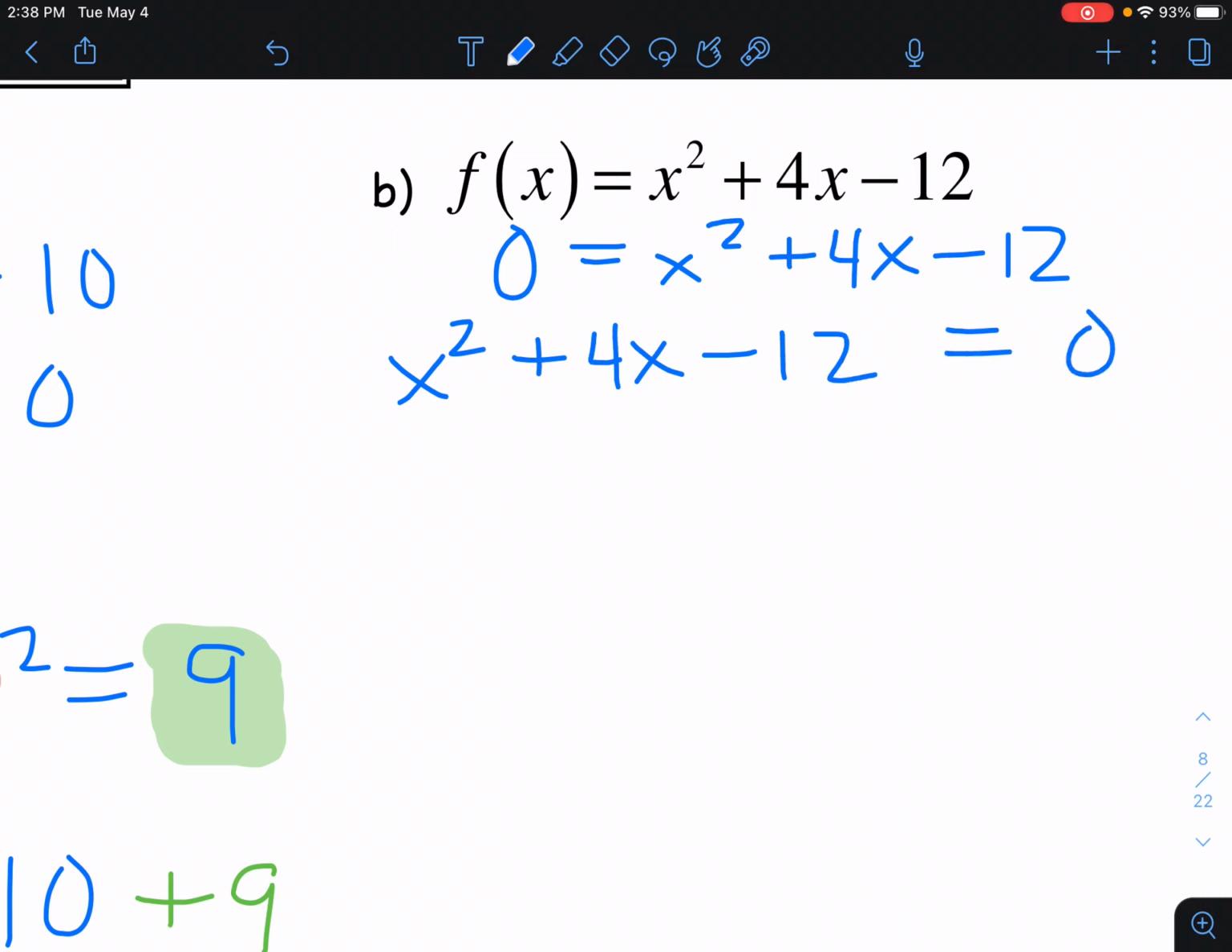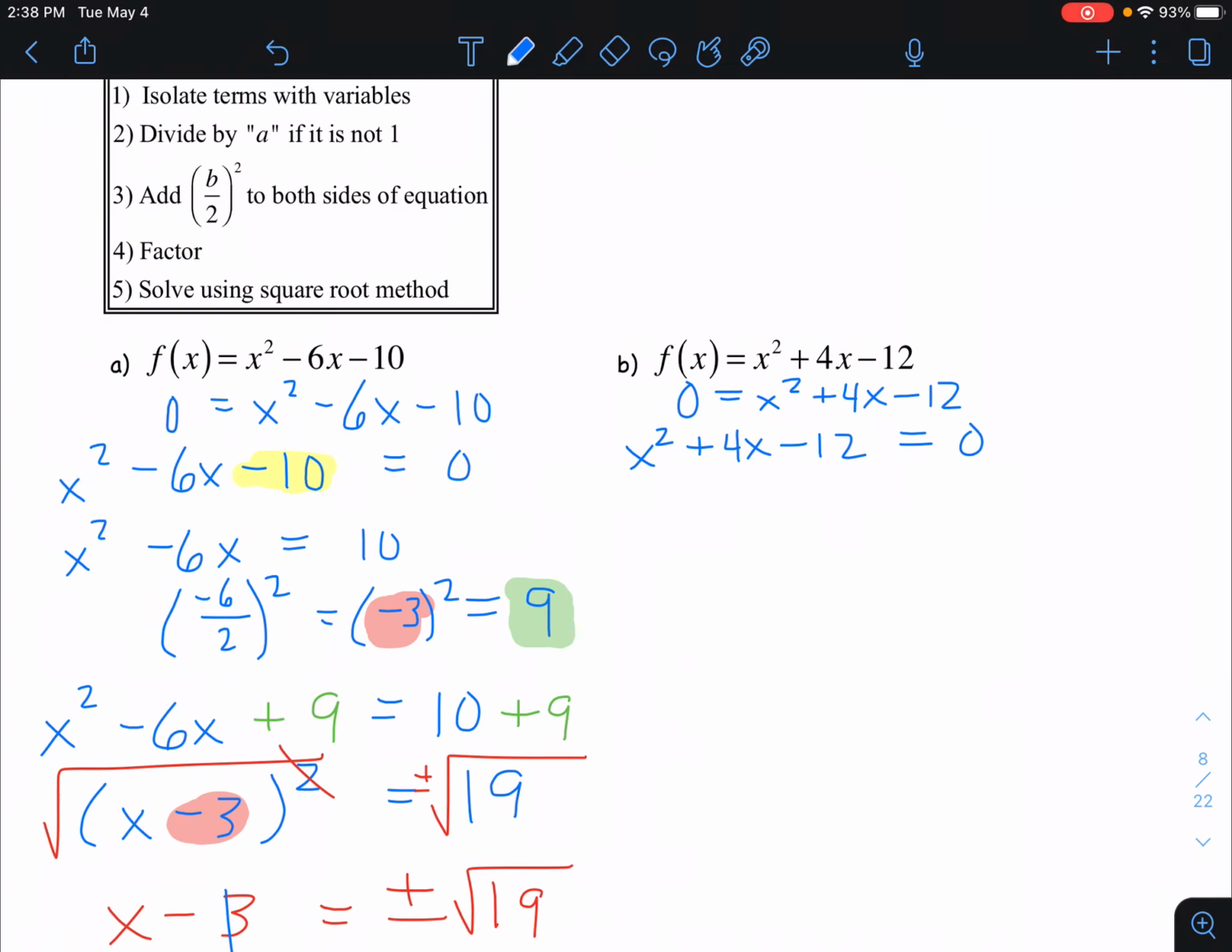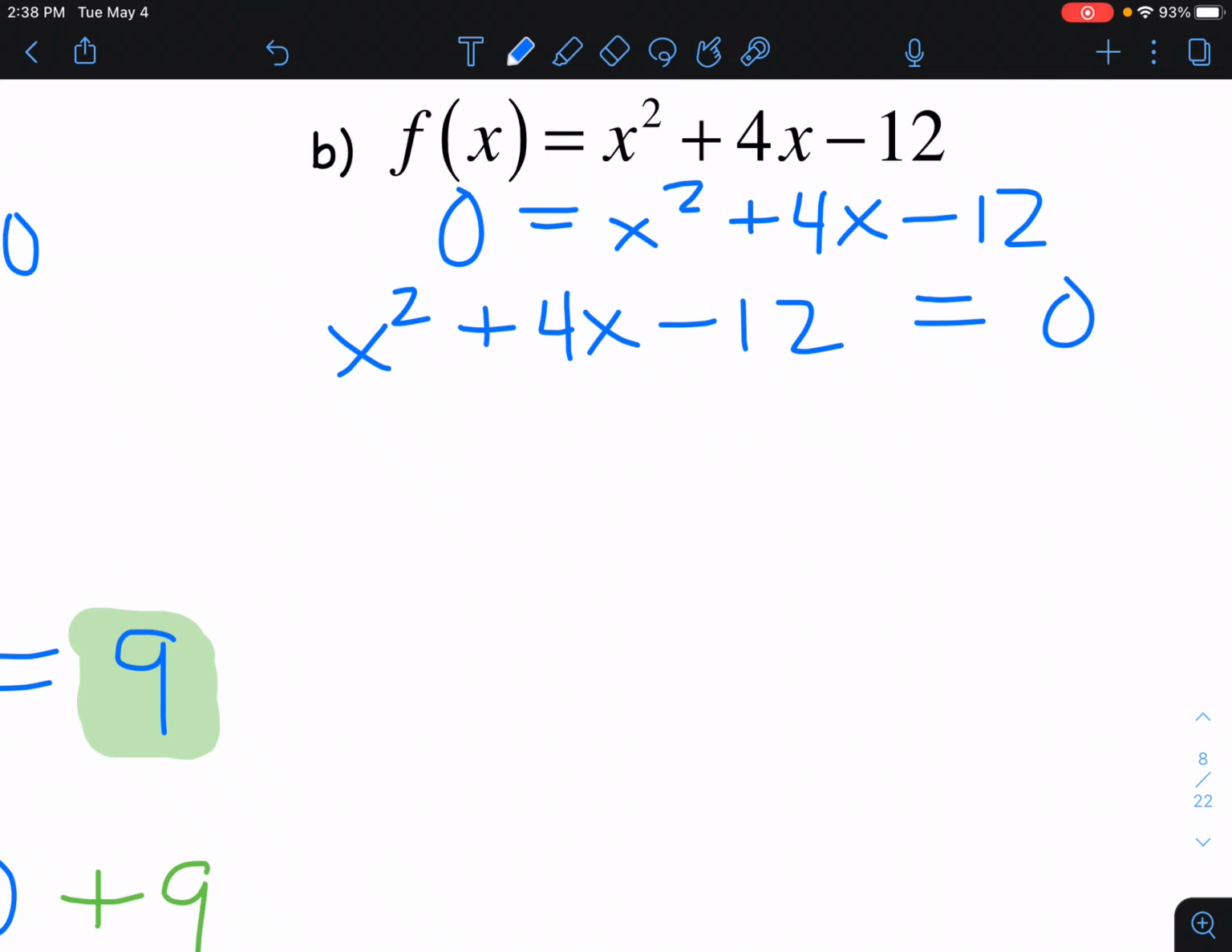Now, what do I do from here? Remember, step 1, the first step is to isolate the terms with the variables, meaning we don't want it equal to 0. So let's add 12 to both sides.